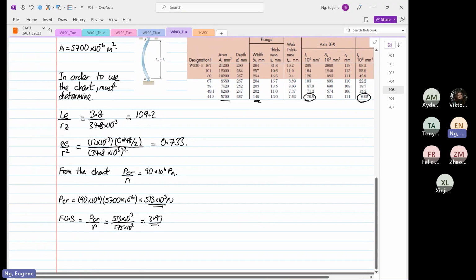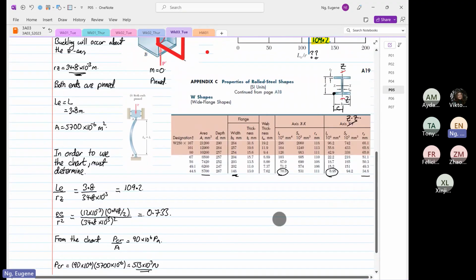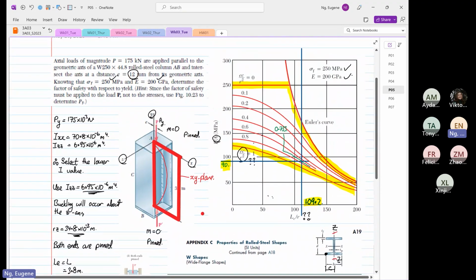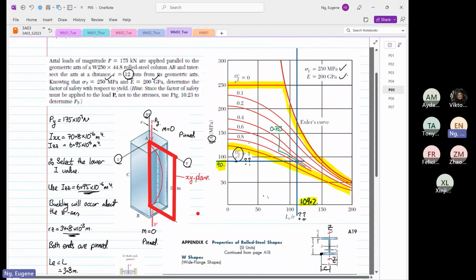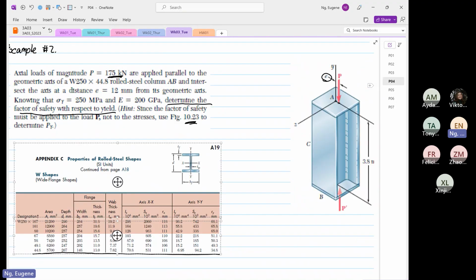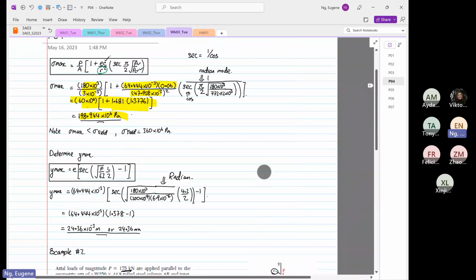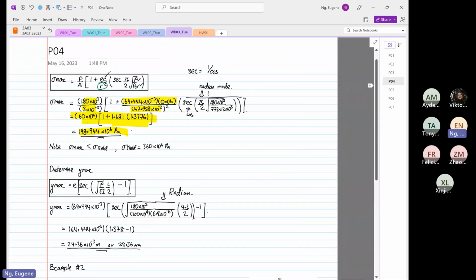So what you can see over here with the chart, right? With this chart, which I showed you how to use, the calculation is much simpler, yes or no? Relative to the previous example, can you all imagine how many steps you had to take? Okay. So that is for eccentric loading, the last part of buckling that we're going to do.